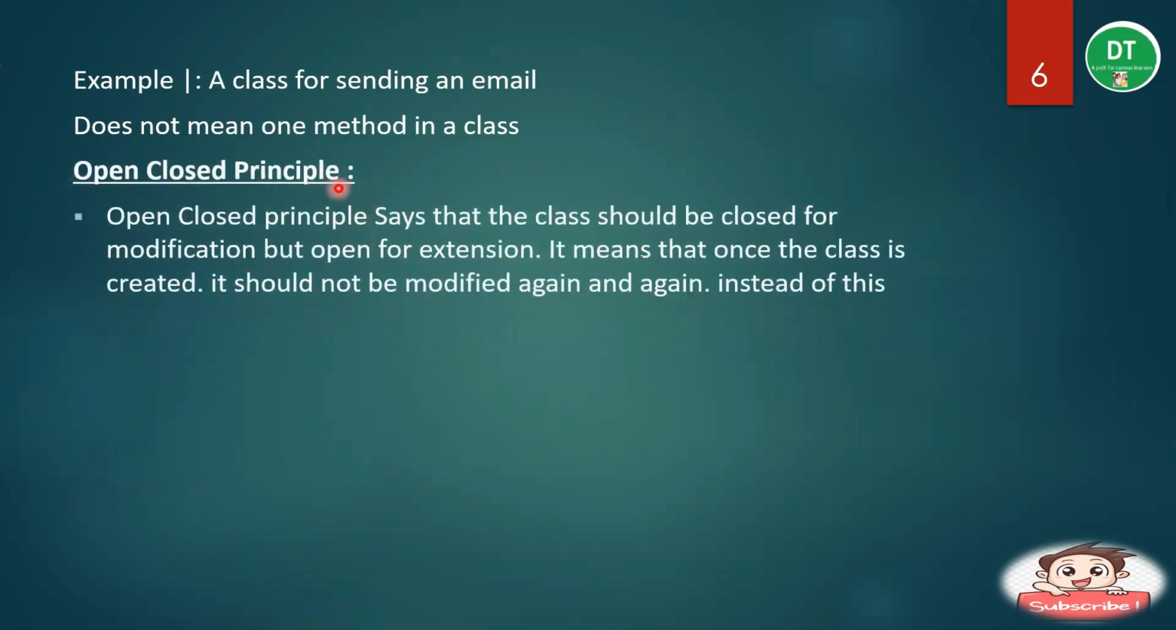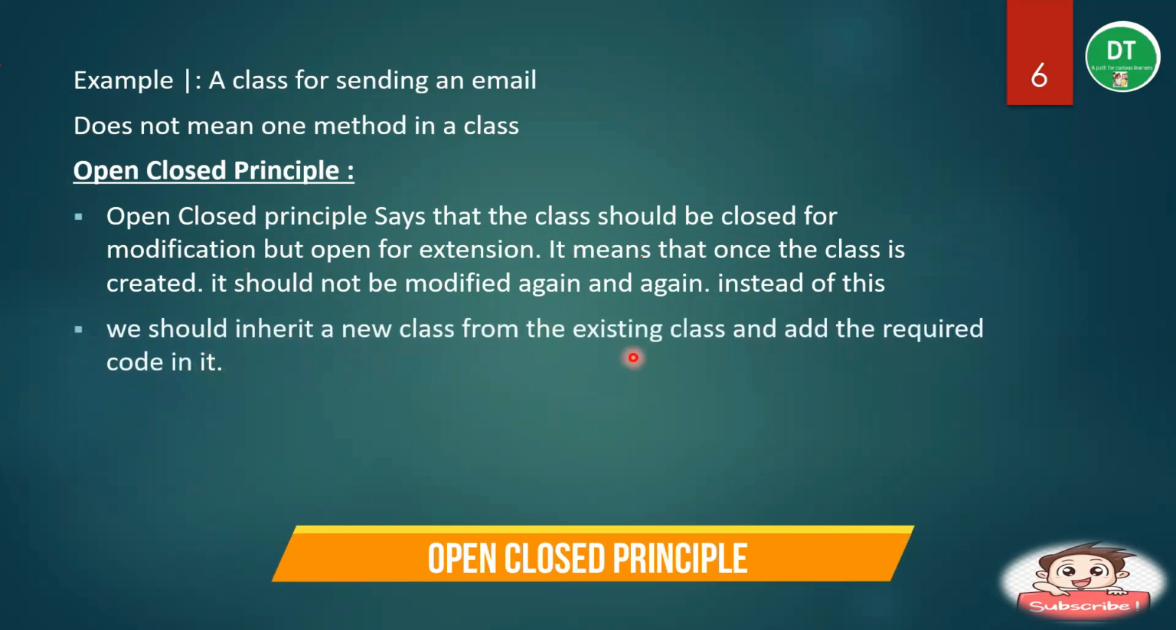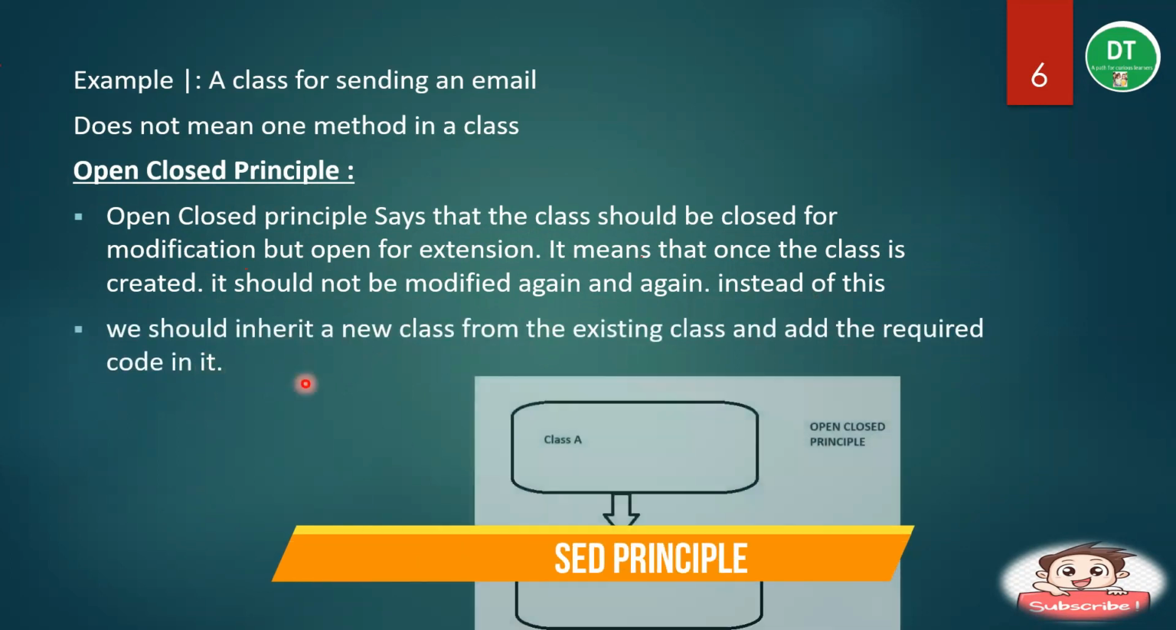Another one is the open close principle. The open close principle says that a class should be closed for modification but open for extension. It means that once the class is created, it should not be modified again and again. Instead, we should inherit a new class from the existing class and add the required code in it.